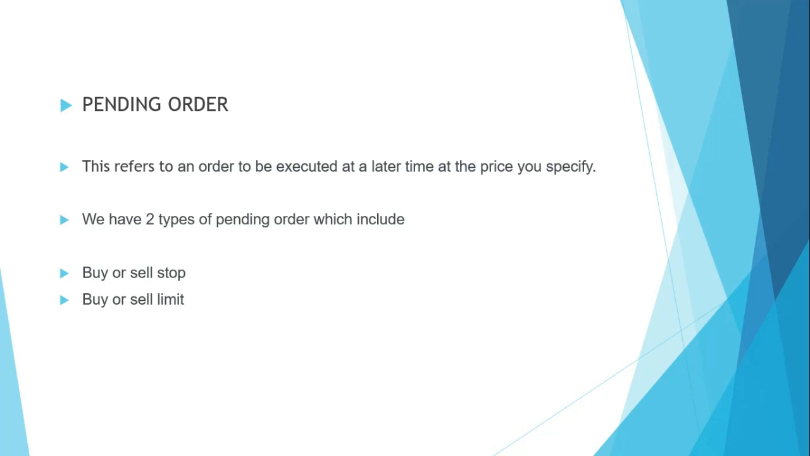When it comes to pending orders, we simply have two types. We have the buy or sell stop, and we have the buy or sell limit. Always bear it in mind that we have two types of pending order: either the buy or sell stop, or the buy or sell limit.